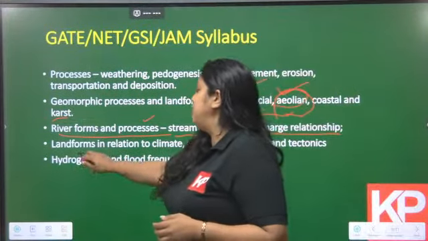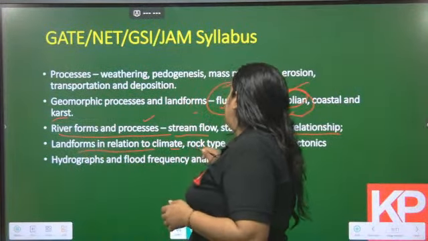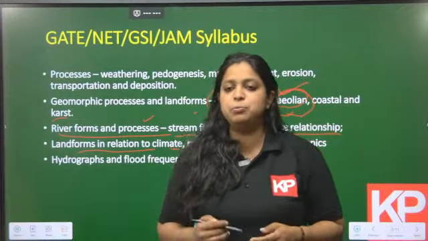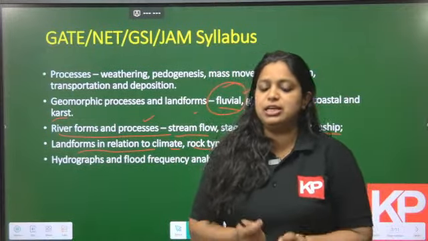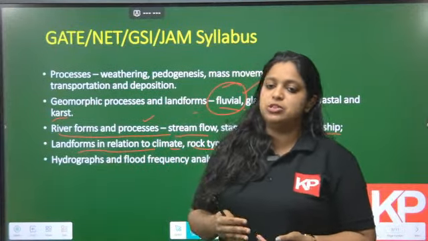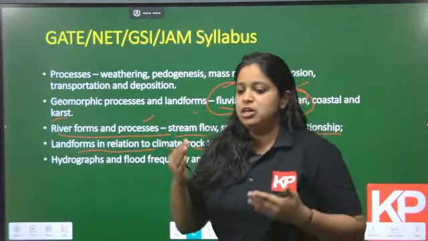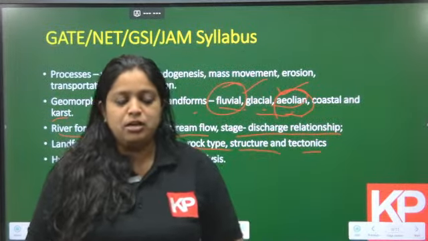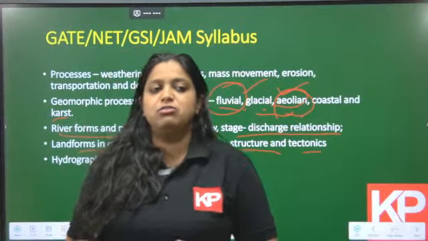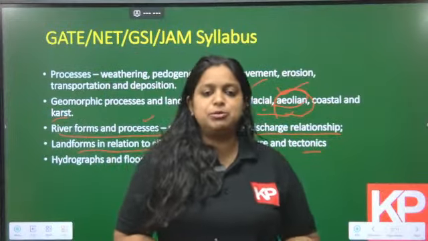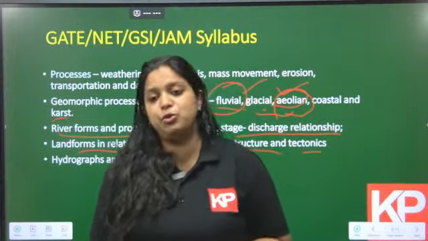Next one is landforms in relation to climate, rock type, structure and tectonics. That means there are different kinds of structures, and different types of landforms are associated with different types of structures. Whether it is a parallel bedding region or an inclined terrain, in a different tectonic alignment, different types of geomorphic landforms will be forming.